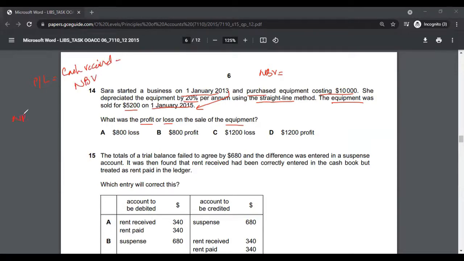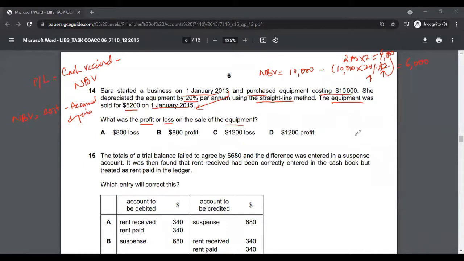And just as a reminder, net book value is the difference between cost minus accumulated depreciation. So let's calculate the net book value after 2 years. Cost is 10,000 minus 10,000 times 20% times 2 years of depreciation. So 10,000 times 20% is 2,000, times 2, this is 4,000. My net book value is $6,000.